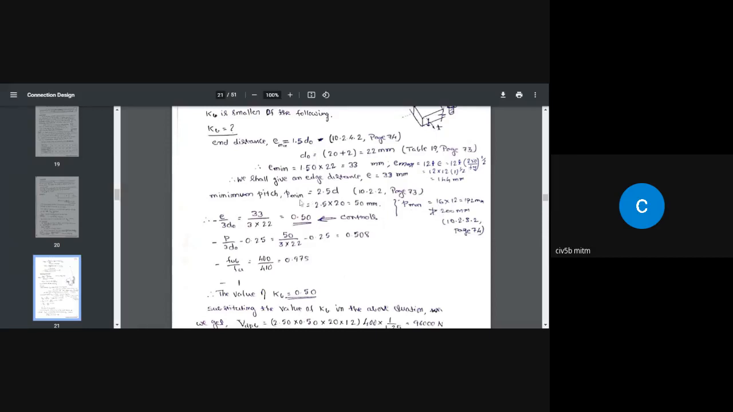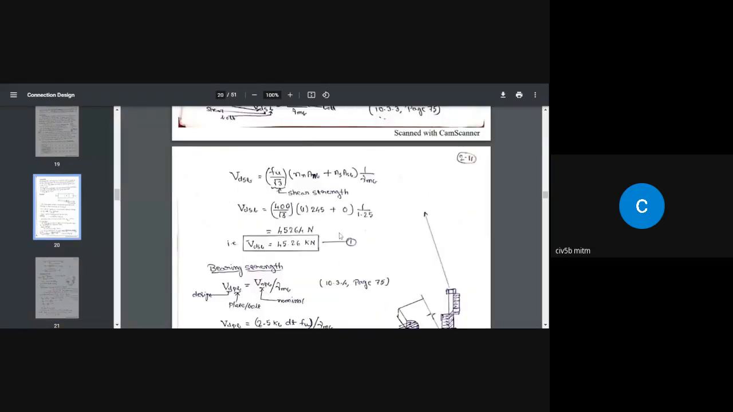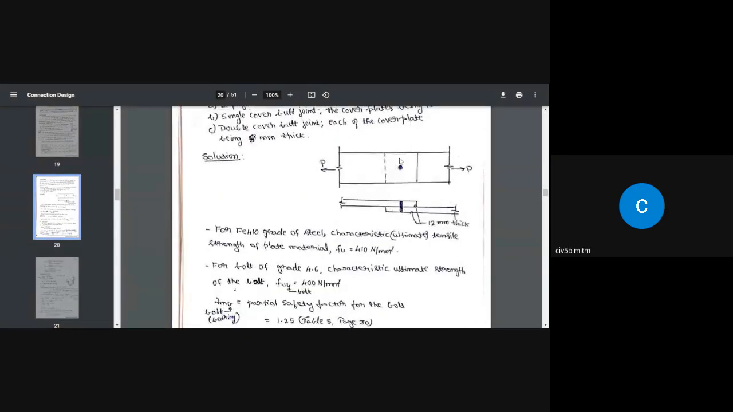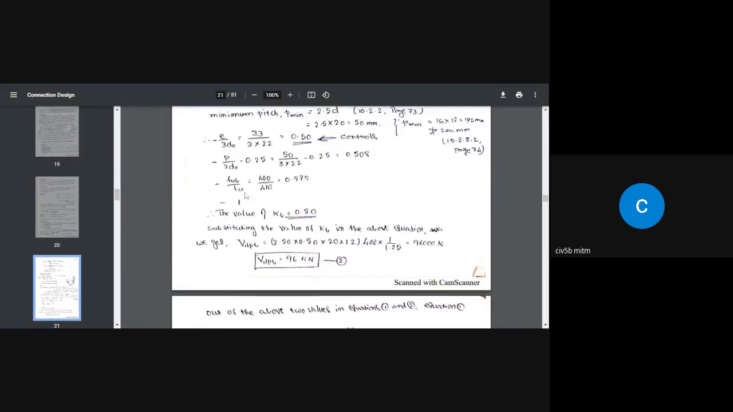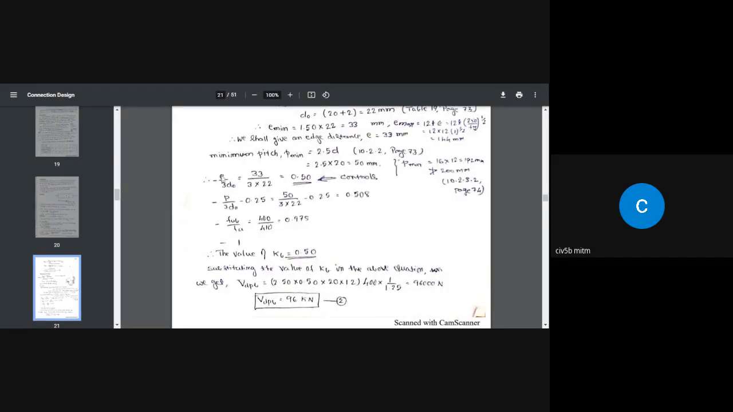Once we have P minimum and P maximum, pick up any value between those two. In this case, I have picked E equal to 33 millimeter and P equal to 50 itself. If you want to pick 55, 60, 70, 80 millimeter, that's fine, as long as it is less than 192 millimeter. This is the pitch. You may ask, why do we need the pitch value when we have only one bolt? But for calculation purposes, we need this.